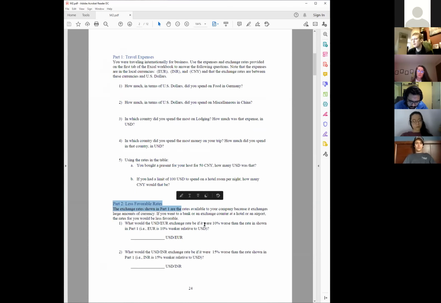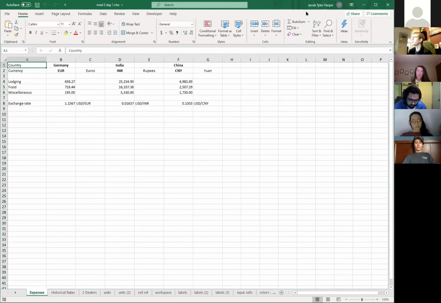Part 2 has to do with percent change. Like what if these numbers were 10% worse or 15% worse or better, so on and so forth. There's a fairly simple formula for that. I do want to see if you can figure it out on your own, but I'll go over that eventually, maybe not today though. So that's the workbook. We're working on parts 1 and 2. Let's take a look at the spreadsheet.